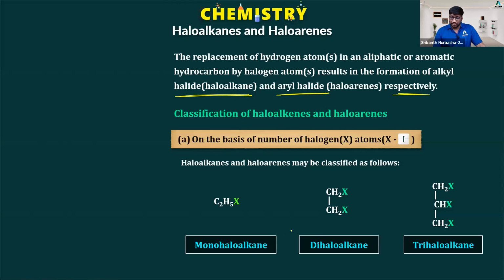Like if you have C2H5X, only one hydrogen is replaced, so it is said to be monohaloalkane. Two hydrogens replaced, so you get a dihaloalkane. Three hydrogens replaced, so you get a trihaloalkane. So this is the classification of haloalkanes and haloarenes based on number. Very simple: one hydrogen replaced with one halogen is mono, two is di, three is tri, and more than that is poly.